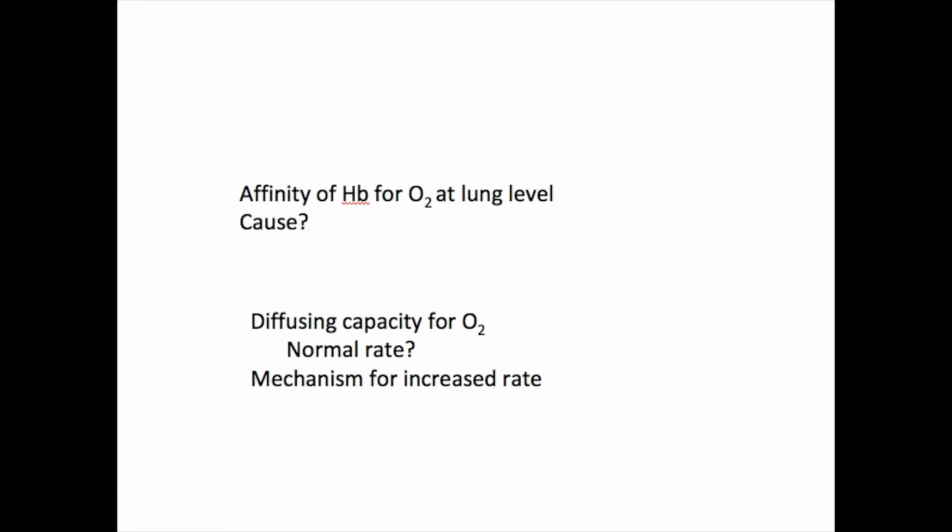Now, how does the affinity of hemoglobin for oxygen behave during hypoxia? As I already told you, there is a decreased affinity at the lung level, as a result of which tissues get abundant supply. The cause of this decreased affinity is the rightward shift of the oxyhemoglobin dissociation curve due to increased formation of biphosphoglycerate.